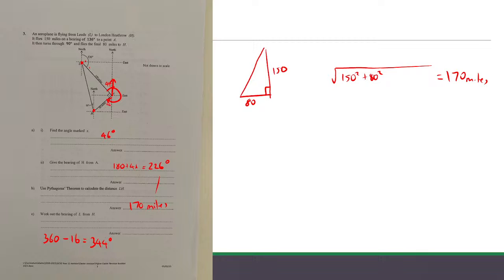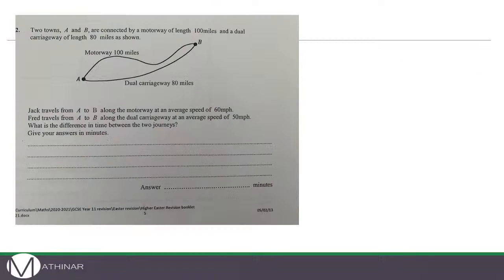Okay, 1, 2, I'm assuming that's a 4 marker. Two towns A and B are connected by a motorway of length 100 miles and a dual carriageway of length 80 miles as shown. I feel like we've done this one in one of the classes before. Jack travels from A to B along the motorway at an average speed of that, and Fred travels on the dual carriageway at an average speed of that. What's the difference in time?